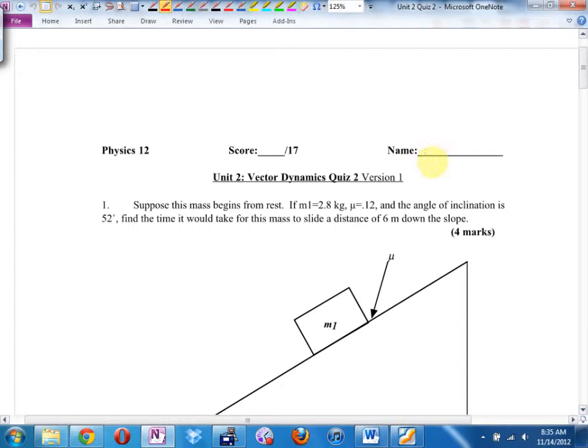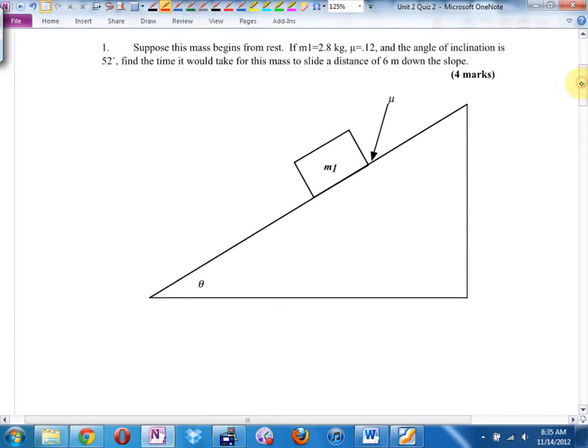This gives you a good idea of some of the Physics 12e stuff that you can see on your test. Number 1 says, suppose this mass begins from rest. I think that's a key word. If m1 equals 2.8 kilograms and mu equals 0.12 and the angle of inclination is 52 degrees, find the time it would take for this mass to slide down a distance of 6 meters down the slope.